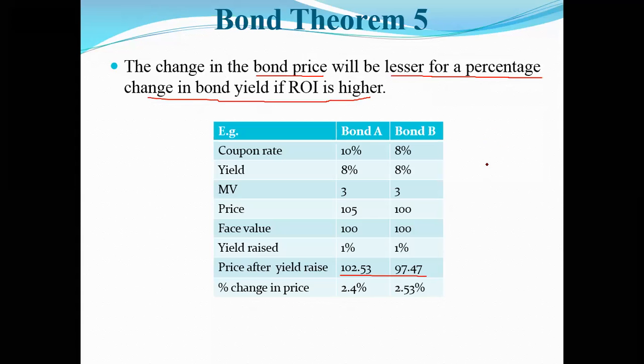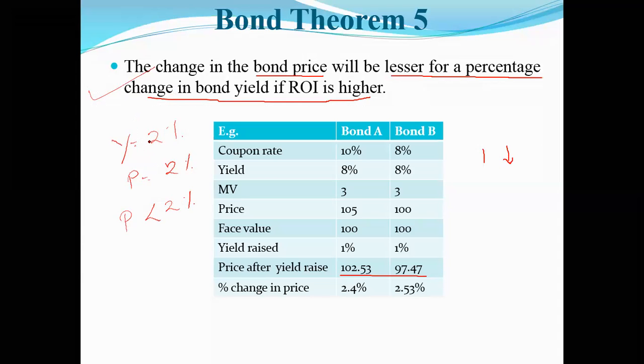It basically means by what percentage our ROI changes, by what percentage our yield changes, price will not change in the same proportion. In other words, please pay attention, if my yield drops down by 2%, my price will not drop by 2%. That is what it says. My price will drop less than 2%. Practically speaking, my price will drop less than 2%. That is what it's trying to tell you. This is the actual explanation for the theorem 5.